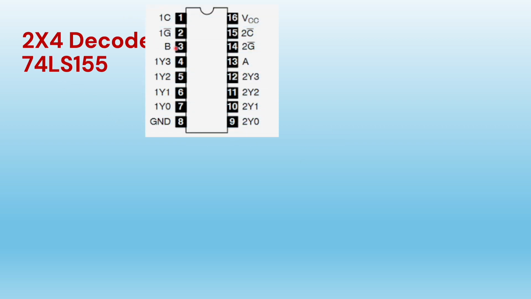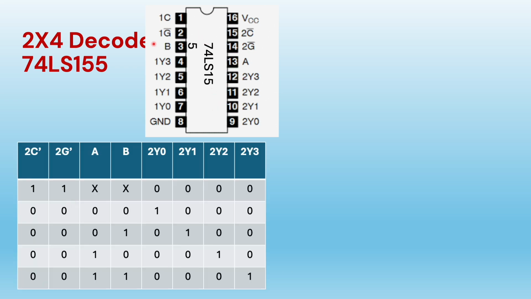Let's do the experiment on 2x4 decoder circuit. The IC used is 74LS155. This is the IC 74LS155 here, and this gives the truth table for this IC. So we have 2x4 decoder, that is we'll have two inputs A, B, and we'll have four outputs Y0, Y1, Y2, Y3. In this IC we are having two 2x4 decoders. You can observe here the first decoder and the second decoder.